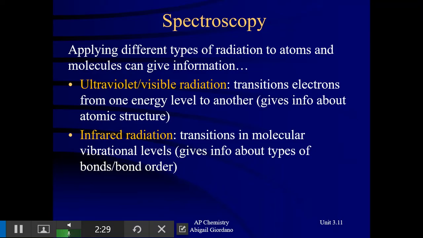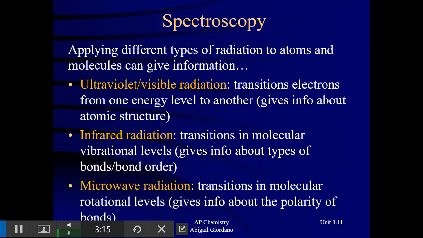Infrared light or infrared radiation does not cause electrons to jump from energy level to energy level, but it does cause molecular vibrations, which gives us information about the types of bonds and bond order. If you all will recall, the term bond order just means the number of bonds. Like a double bond has a bond order of 2. A triple bond has a bond order of 3. So shining infrared light on molecules and atoms can give us information about that in the way that they vibrate.